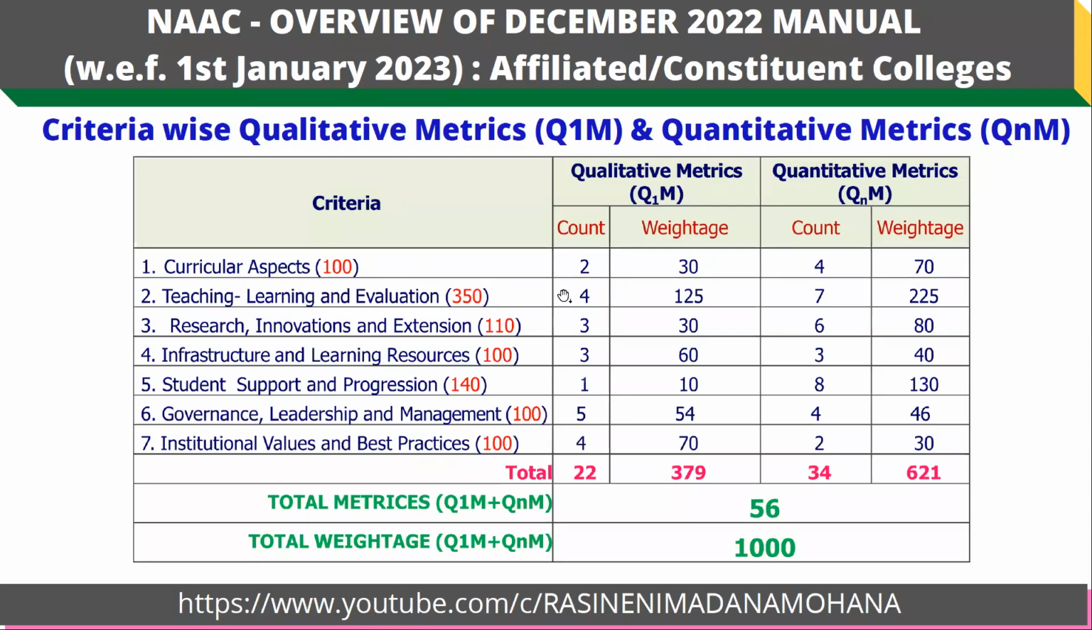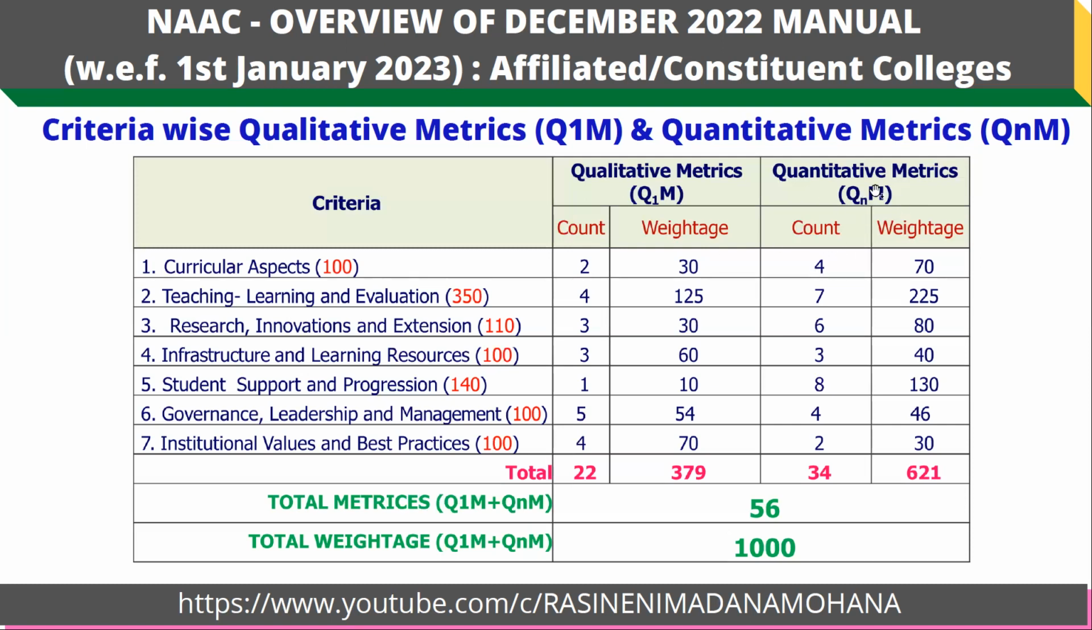Before that, here you can see the glance of all the 7 criteria and their weightages. Then criteria wise, how many quantitative metrics and their weightages, how many qualitative metrics and their weightages. In our previous video, I explained all these. This is just for quick reference. Now here I am going to explain Criterion 1, Curricular Aspects, qualitative metrics. There are 2 qualitative metrics. Their weightages, their description, everything I will explain.